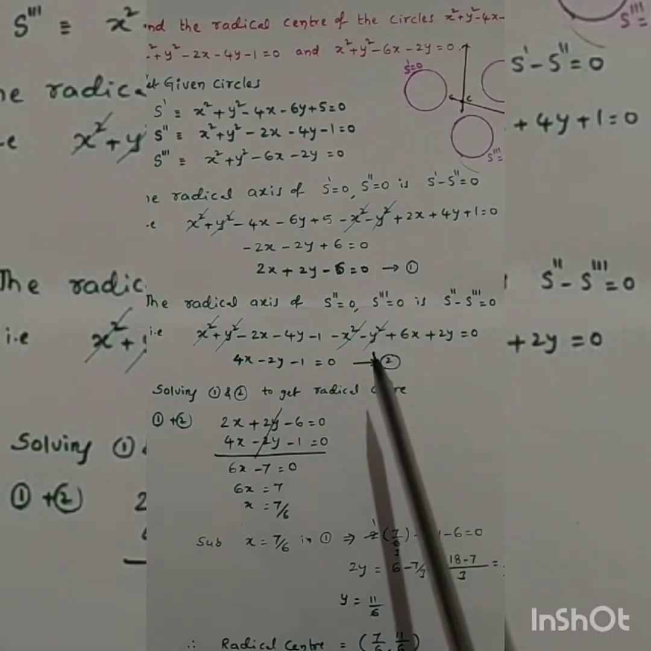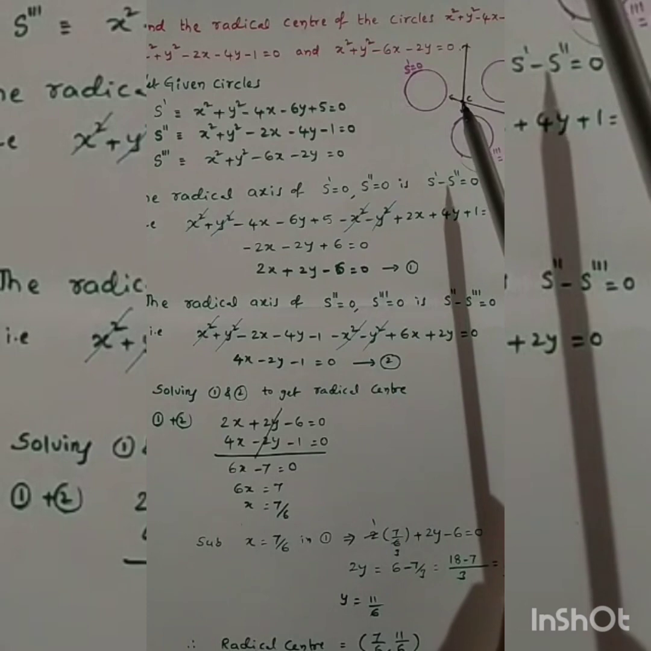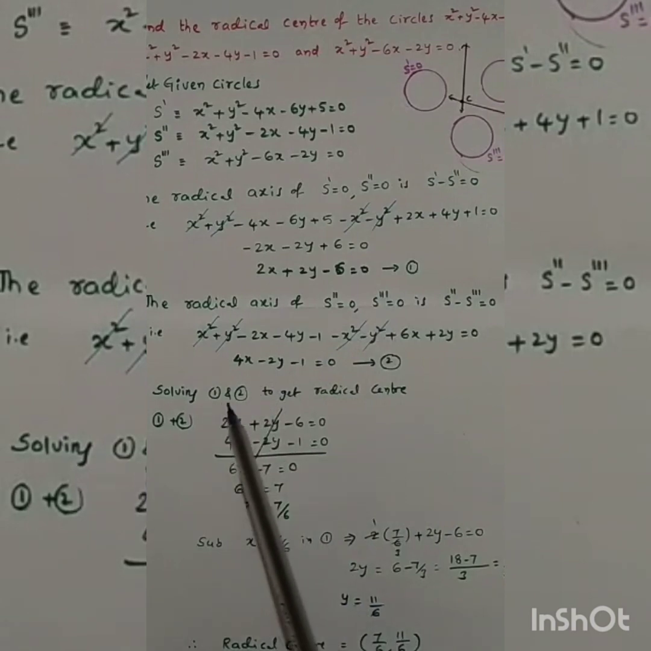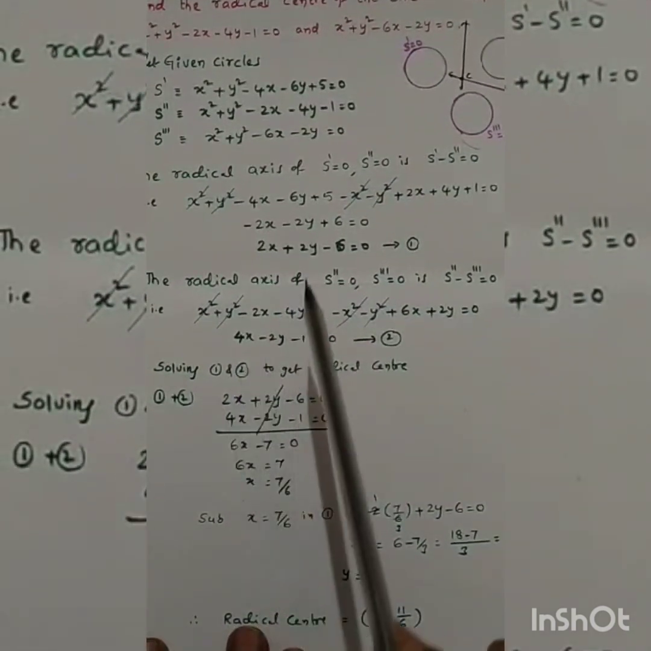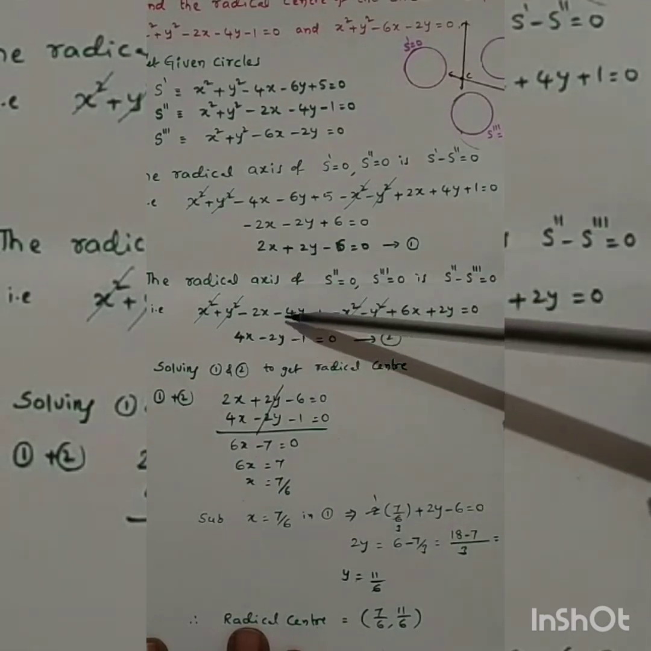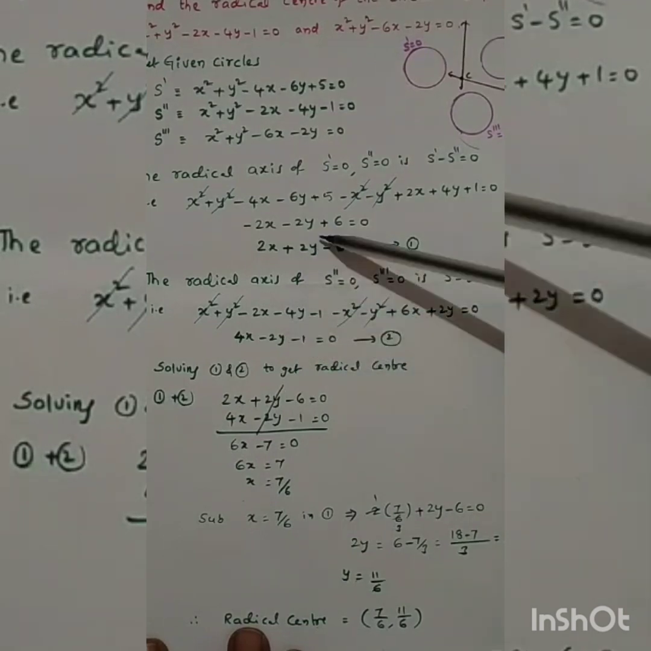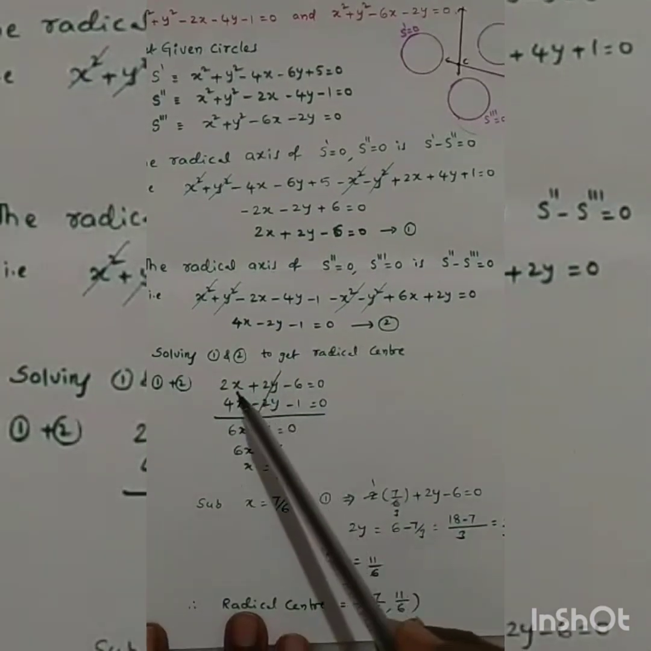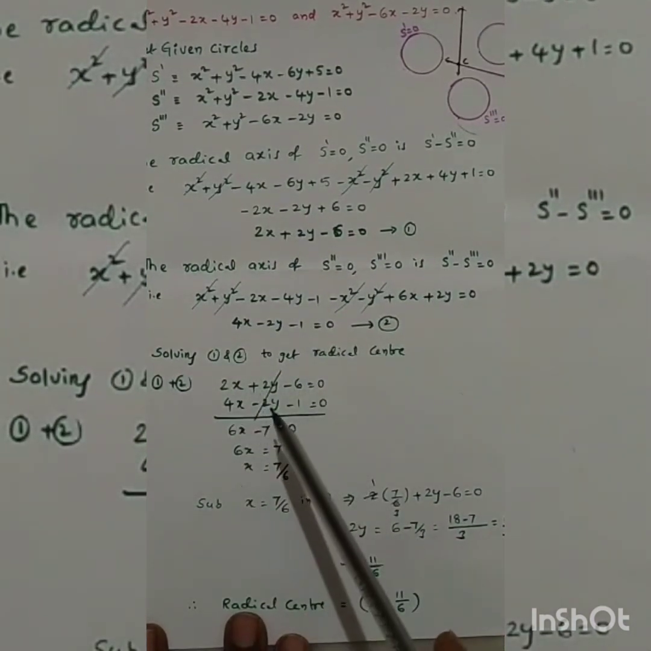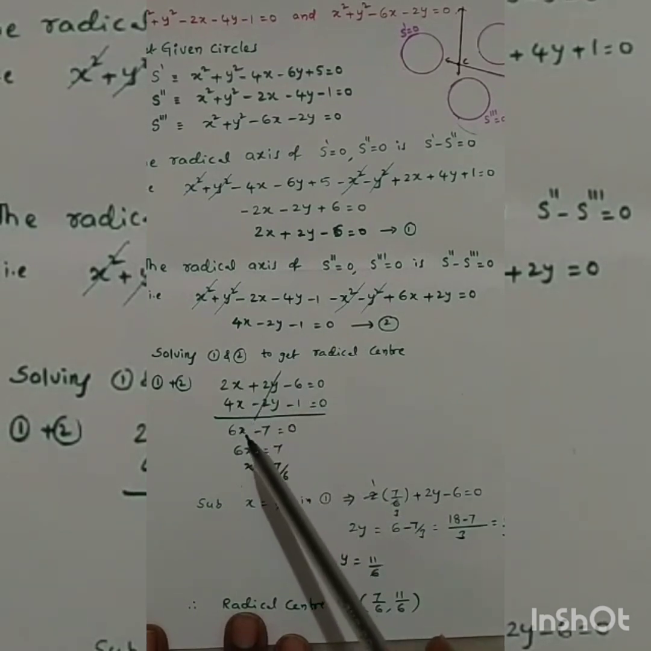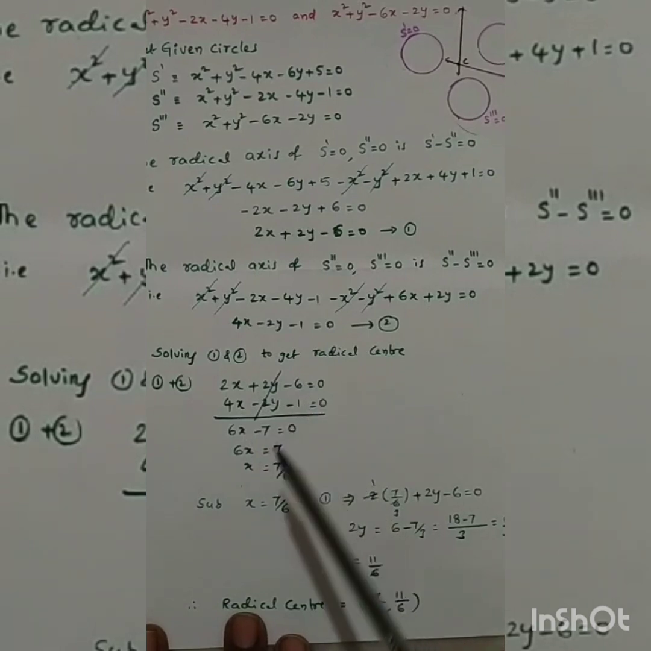Now solving these two equations, we will get the radical center. The intersecting point of these radical axes is the radical center. So solving equations 1 and 2, we will get the radical center. In equation 1 and 2, you observe here plus 2y and minus 2y. The y coefficients are the same in magnitude. Just if you add these two equations, the y terms will be cancelled. We will get the x value. See here, 2x plus 2y minus 6 equals 0, 4x minus 2y minus 1 equals 0. By adding, these two are cancelled. 2x plus 4x is 6x and minus 6 minus 1 is minus 7 equals 0. So 6x is equal to 7, then x is equal to 7 by 6.